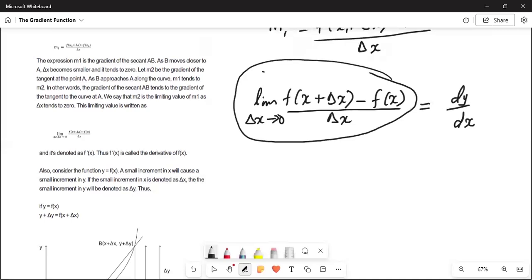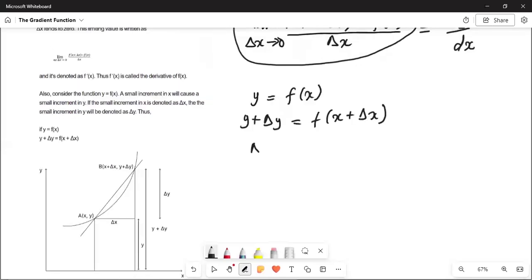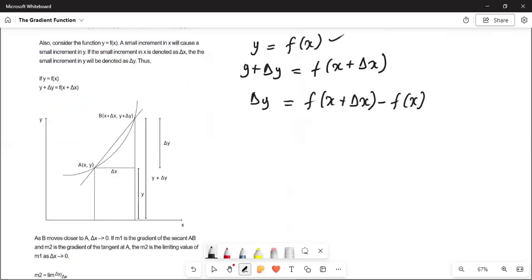So now that is for f of x. Now what if we have a function like y equal to f of x and you have y plus delta y, that should be f of x plus delta x, such that if I am making delta y the subject of this equation, delta y will be f of x plus delta x minus y. That is, I'm taking this y across the equality, the minus y, but y is f of x. I'll just place it as minus f of x. So delta y is f of x plus delta x minus f of x.